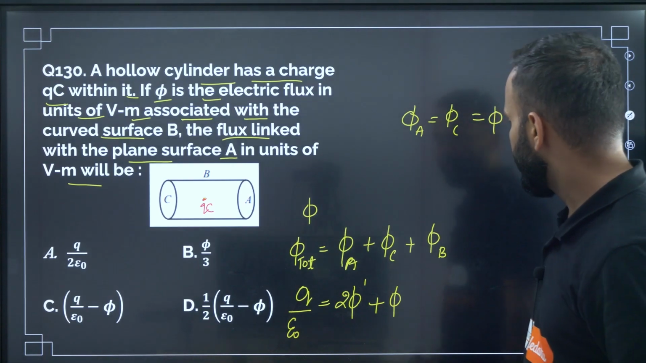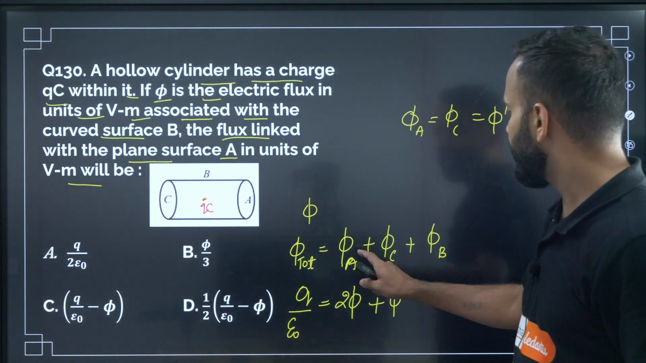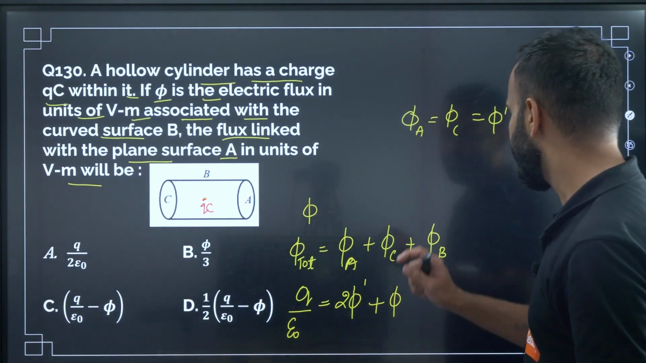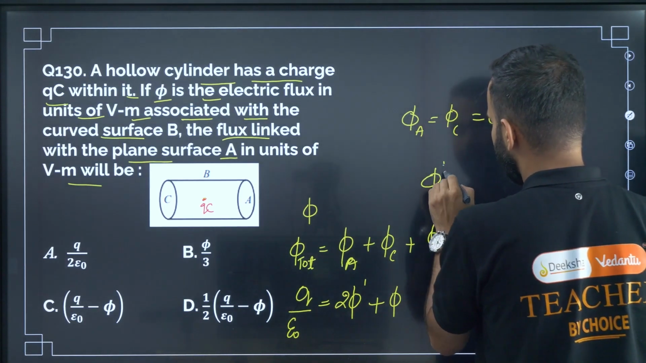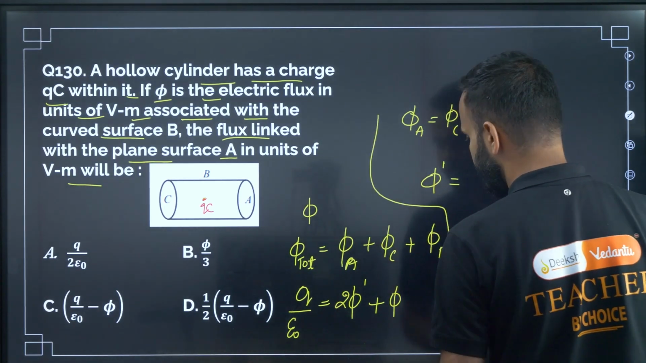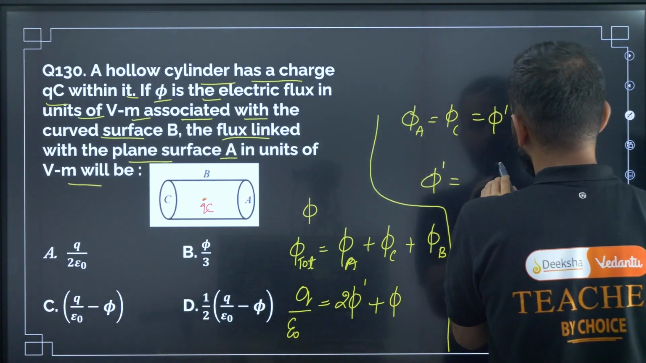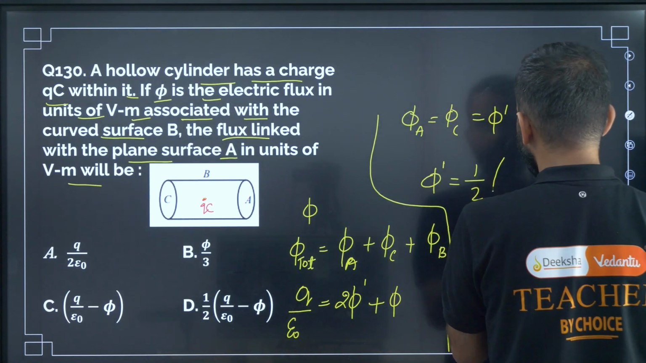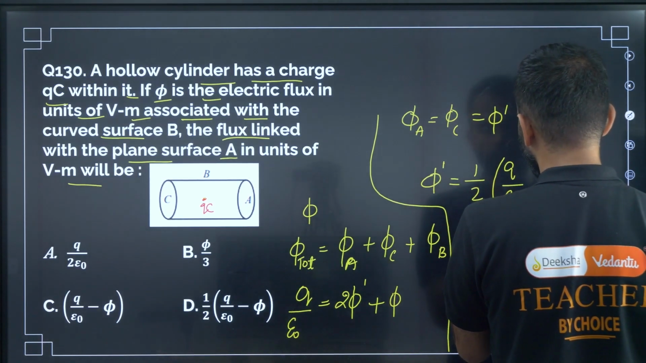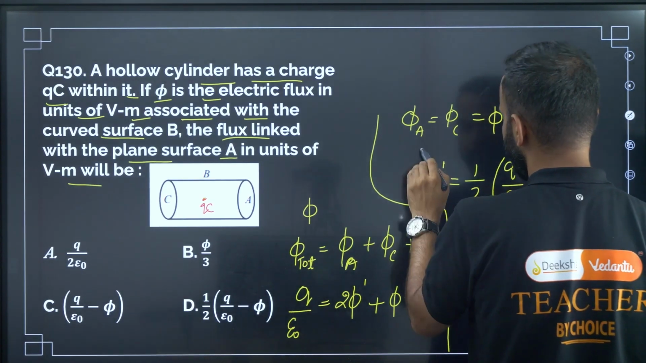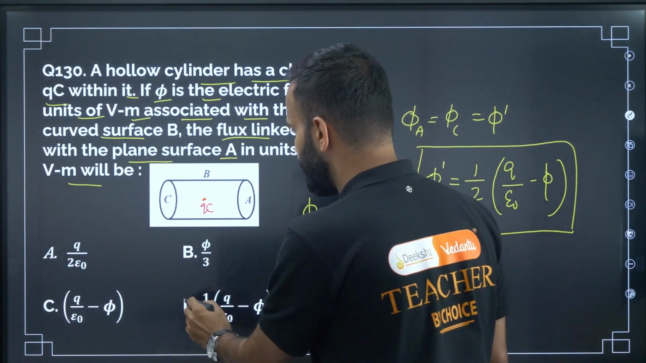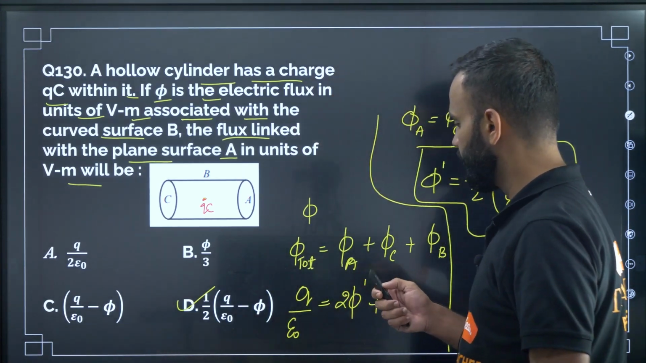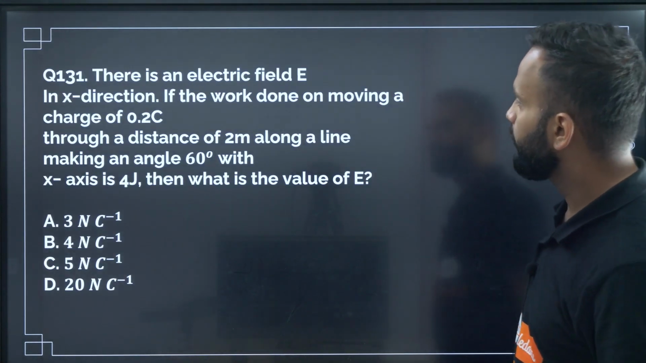So what do we need to find? We need to find phi dash, that is the flux linked with A. So the flux linked with A, phi dash, is equal to 1 by 2 into (Q divided by epsilon naught minus phi). This is the final answer. So the correct option is D. Next question, question number 131.